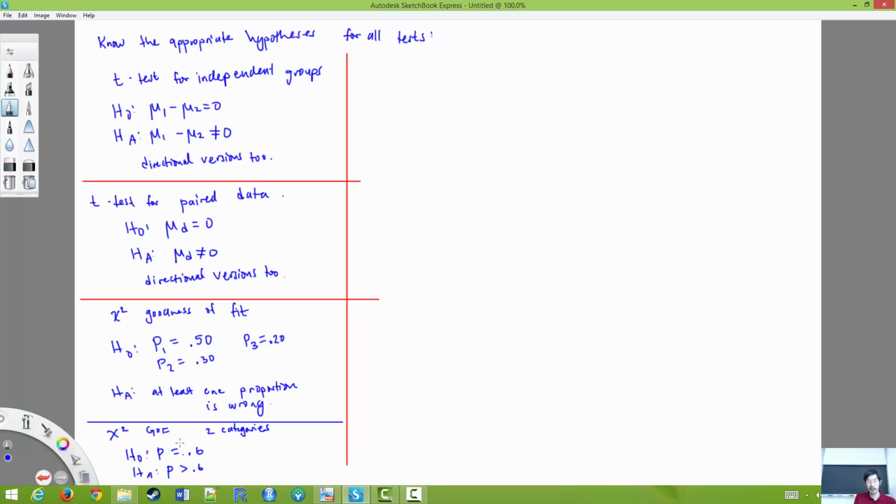If you have 2 categories, you can just say p is the proportion for one of those categories, because p equal to 0.6 implies that the other category is 0.4. And p greater than 0.6 implies that the other one is less than 0.4. So a directional alternative is allowed only for 2 categories. There's no directional alternative when you have 3 categories.